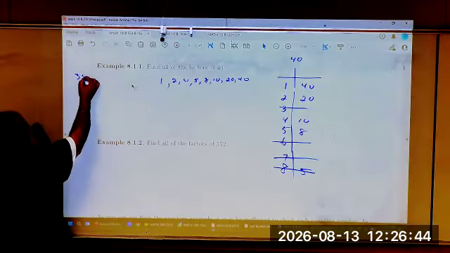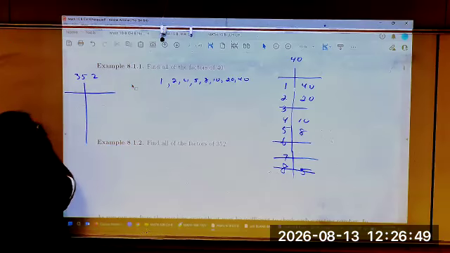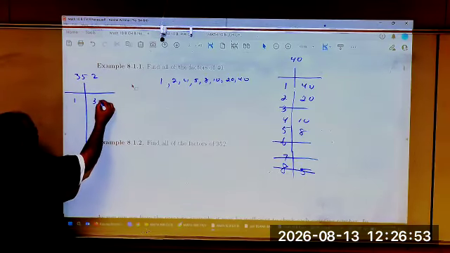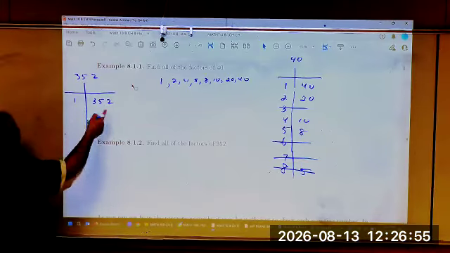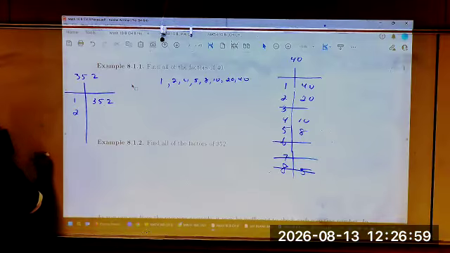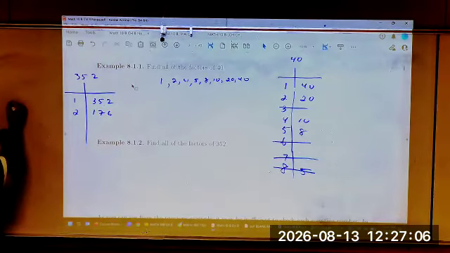352. So 1 times 352. We know it's even, so 2 is going to work. And that's going to be 2 times 176. And it's going to double check.